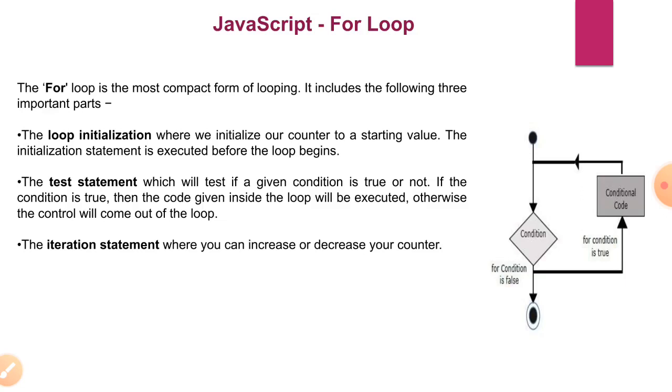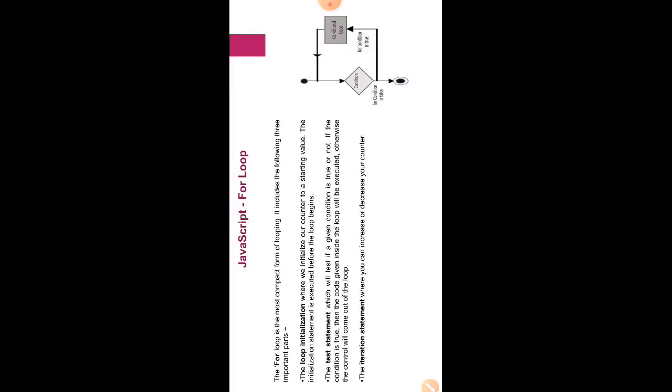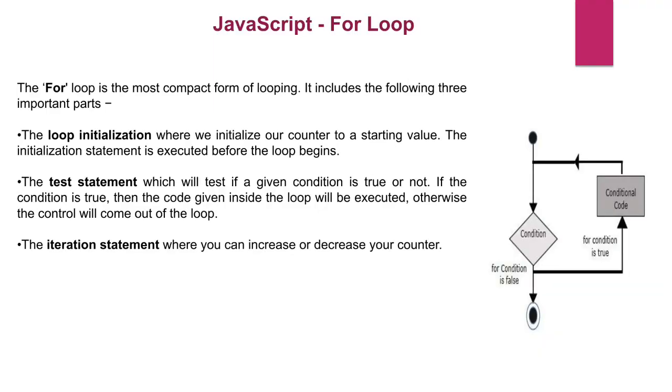So first is the loop initialization, next is the test statement, and next is the iteration statement. First of all, what is the loop initialization? The loop initialization is where we initialize our counter to a starting value. The initialization statement is executed before the loop begins. So before the loop begins, in a for loop we must give the initialization statement.